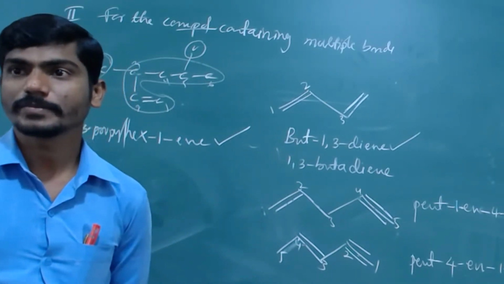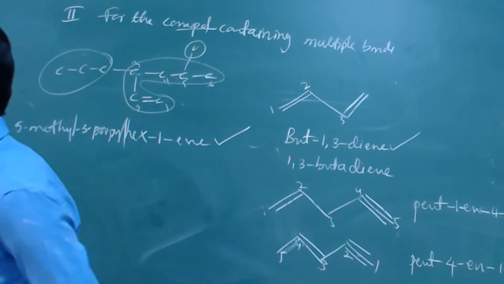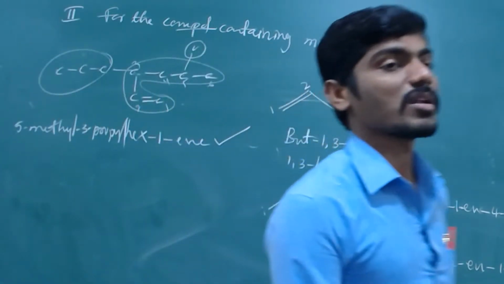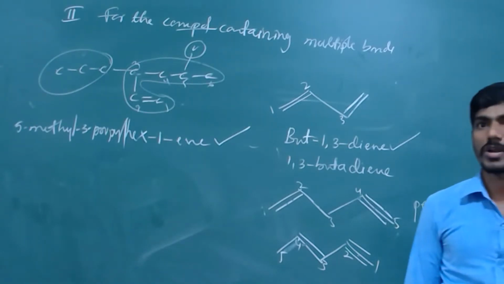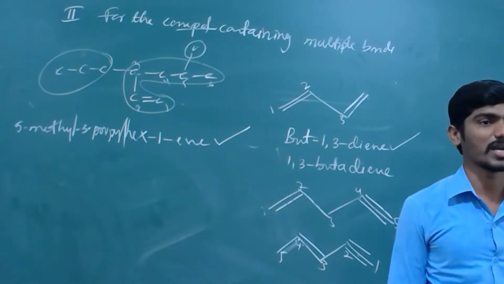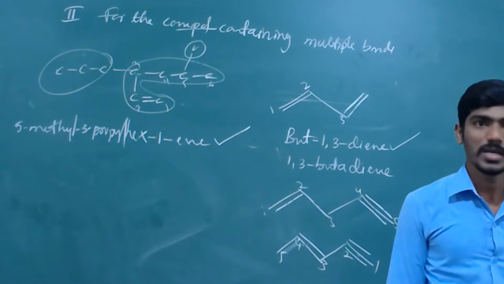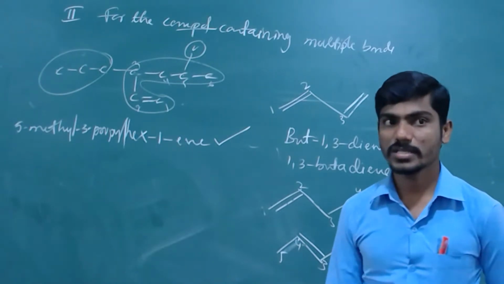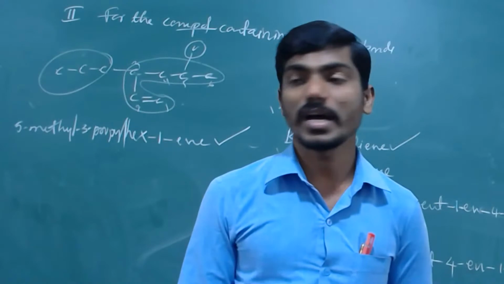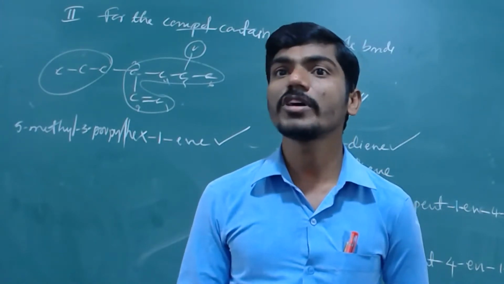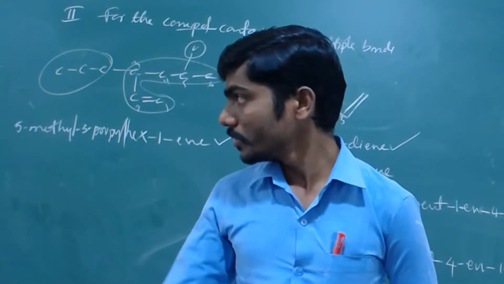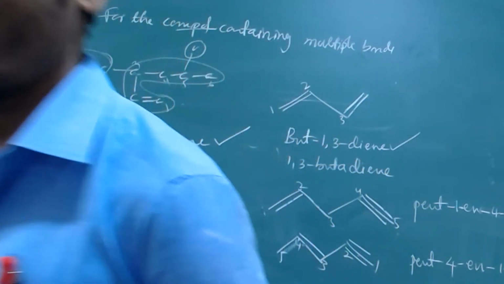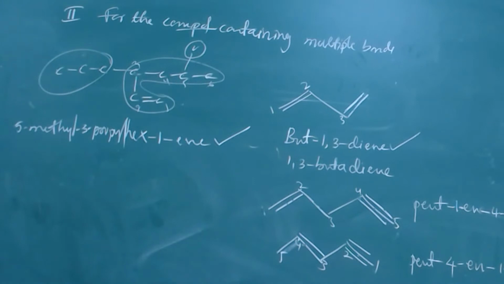On this concept, solve a number of examples. Write the IUPAC name for the given compounds, branched alkanes containing multiple bonds. In the next class, we'll discuss the IUPAC nomenclature of organic compounds containing functional groups. We will discuss functional groups tomorrow.